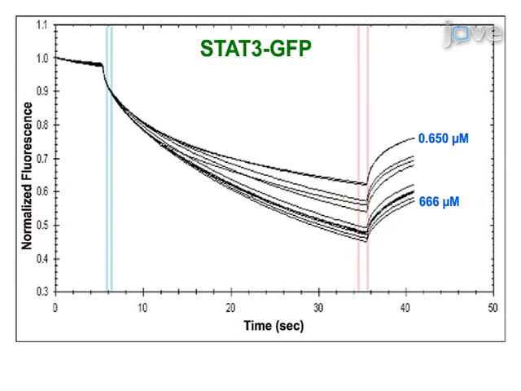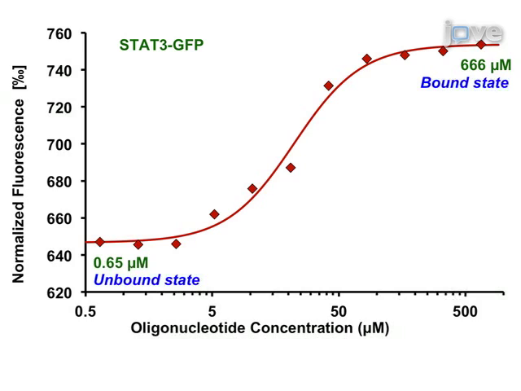HEK-293 cells expressing STAT3-GFP were used as a source of fluorescently labeled STAT3 for a DNA binding assay. Binding of highly charged oligonucleotides resulted in significant changes in STAT3 mobility in the temperature gradient. Thermophoretic signal is plotted as a function of oligonucleotide concentration. Each data point represents the mean of 3 measurements. NanoTemper analysis software was used to fit the data and to determine the apparent KD values.